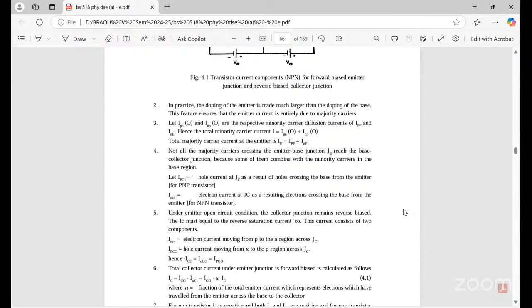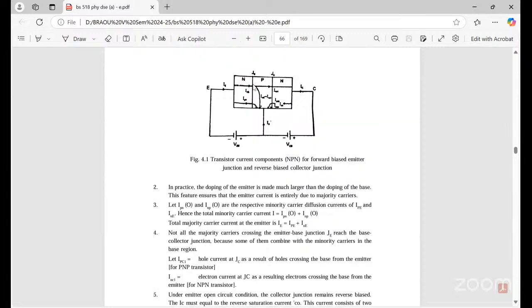then there are minority charge carriers available here. So the N material has majority negative electrons, and P has majority positive holes. When 100% of the electrons cross this junction and enter the base region, only a few combine with the minority carriers, and the remaining 98, 95 to 90% of the majority charge carriers are injected toward the collector region across the collector diode, or the collector base junction. This is the condition here.